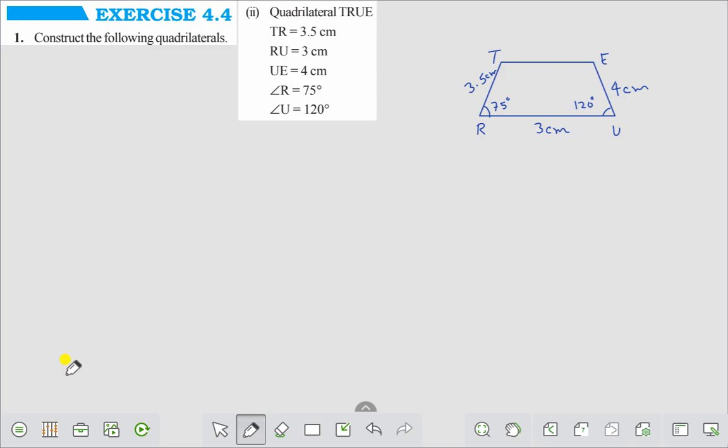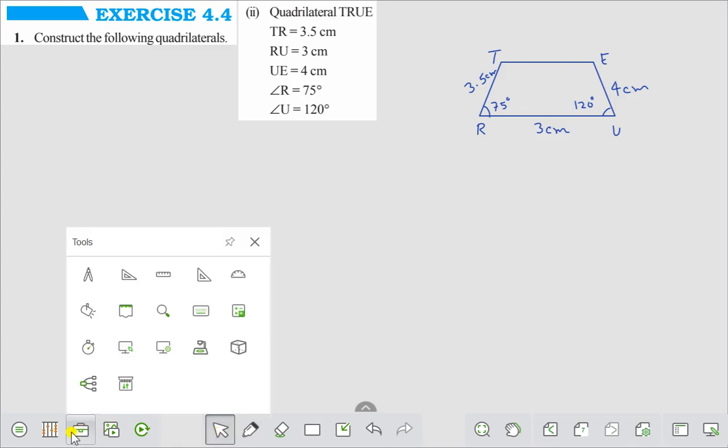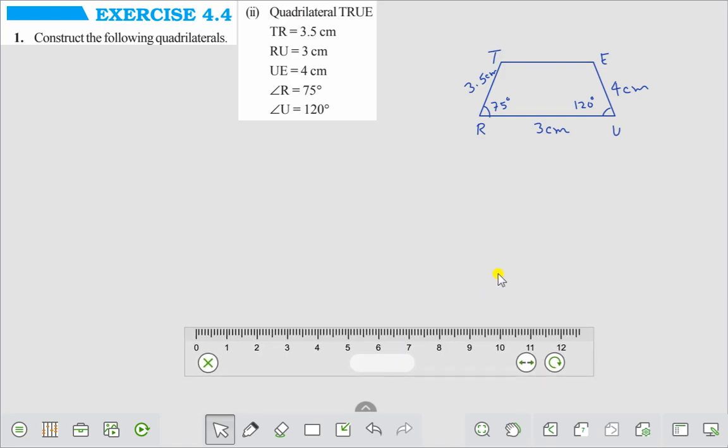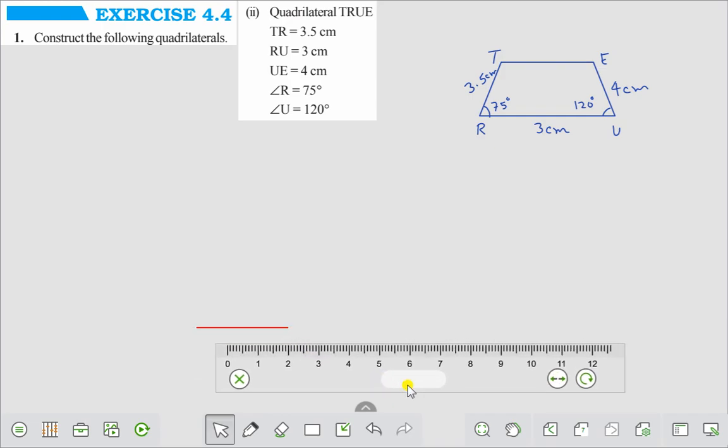For that, let us take a ruler and draw a line of 3 centimeter. This is exactly 3 centimeter, right? And the name of this line is RU.